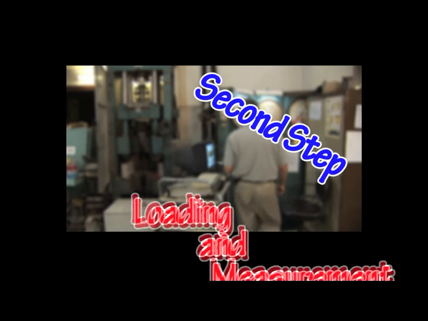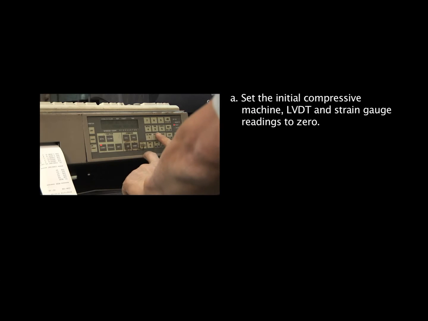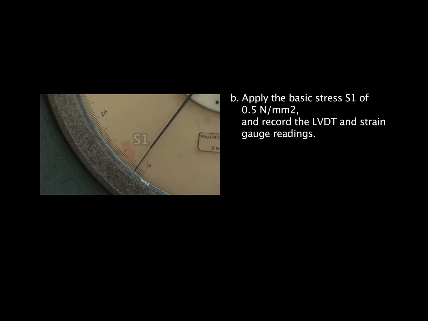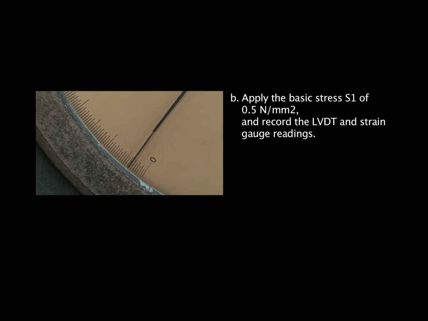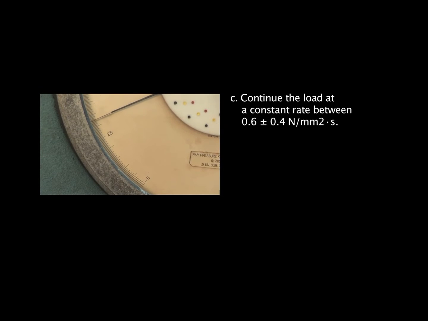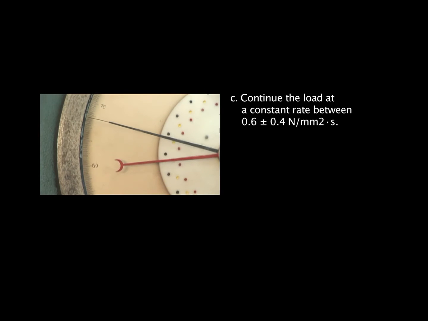The second step is loading and measurement. A. Set the initial compressive machine LVDT and strain gauge reading to 0. B. Apply the basic stress S1 of 0.5 Newton per mm square and record the LVDT and strain gauge readings. C. Continue the load at a constant rate between 0.6 plus or minus 0.4 Newton per mm square per second.